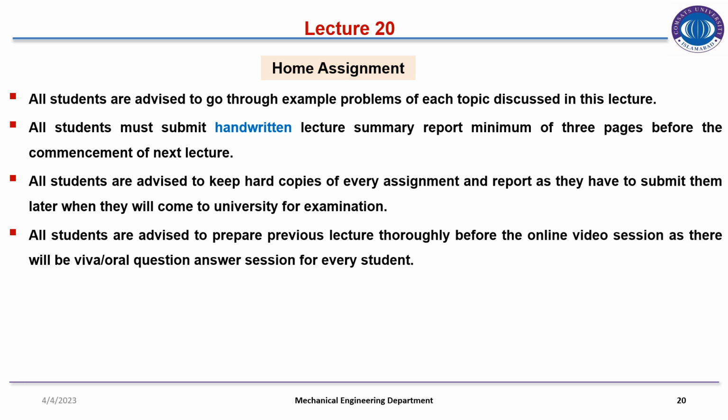The home assignment for lecture number 20 is that all students are advised to go through the example problems of each topic discussed in this lecture. We have derived different relations to calculate the loss of available energy in this lecture, and we have discussed a couple of examples and conceptual questions and answers from the book.